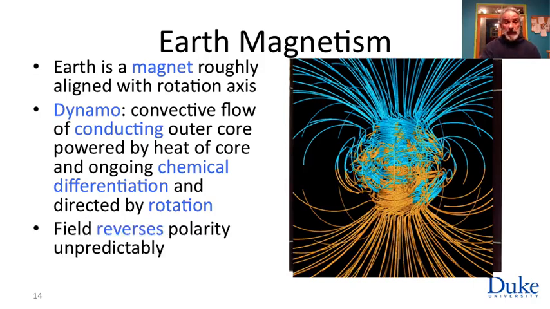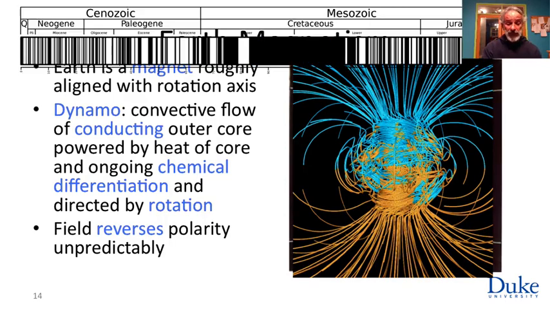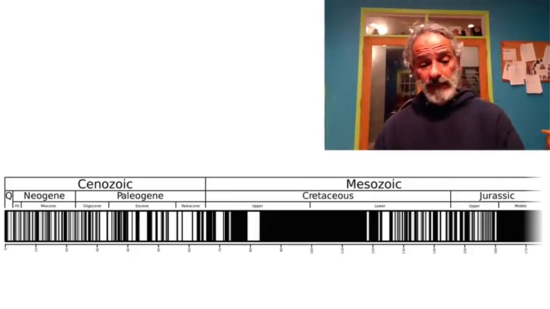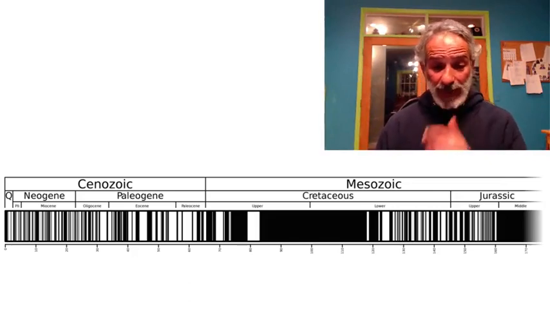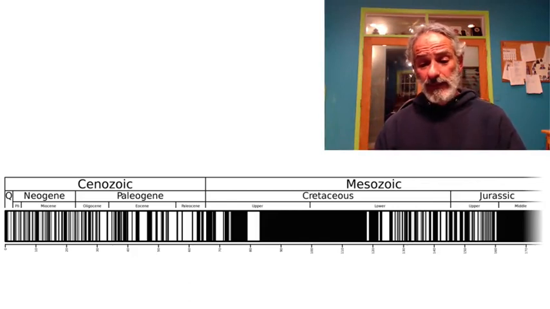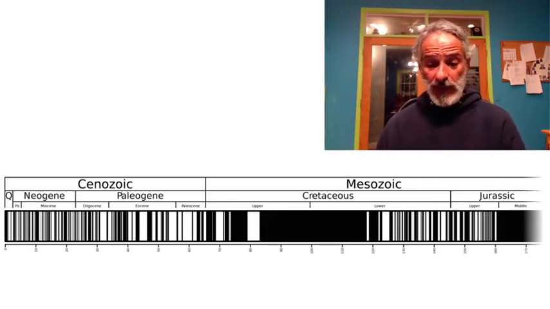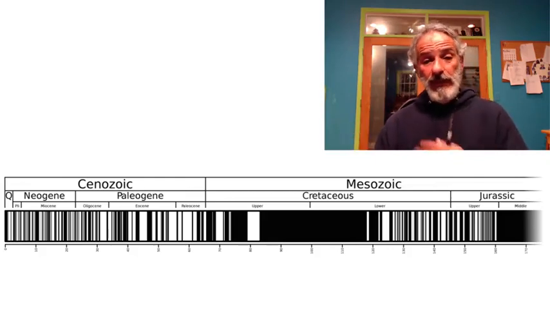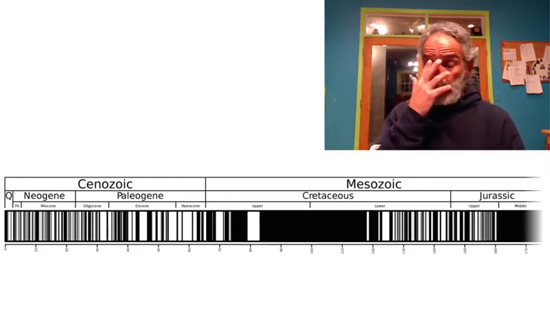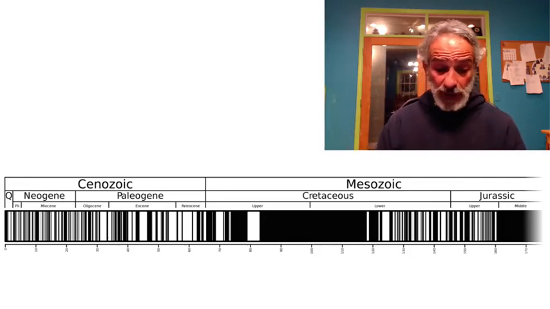The field reverses polarity in a rather unpredictable way, on average every 500,000 years, and here's a sort of geologic record of the Earth's polarity. Regions in white indicate a polarity the same as the current polarity. Regions in black indicate the opposite polarity. And you see that the intervals are somewhat random. There are long periods of stability, periods of rapid change. We're now in a relatively stable period, but there are indications that the Earth's magnetic field might change.